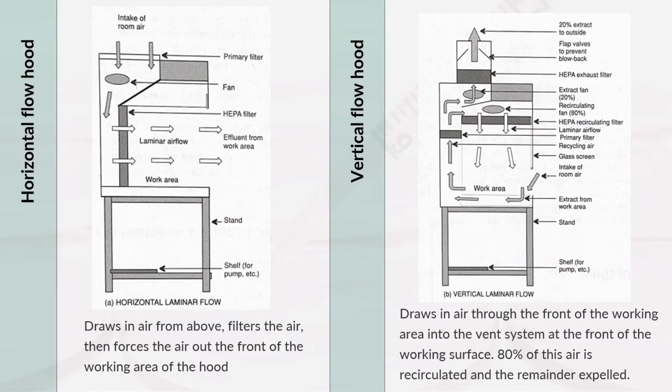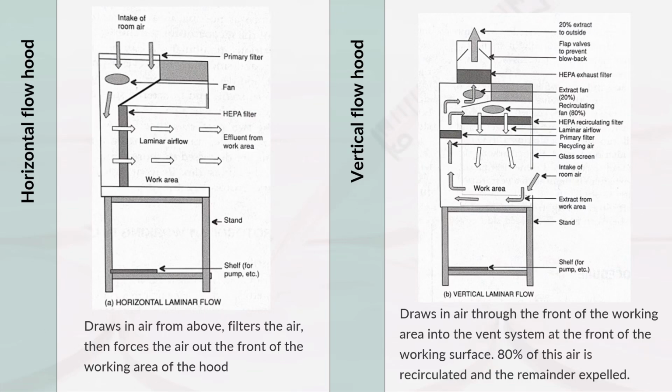As I mentioned previously, the major advantage of working in a laminar flow or cell culture hood is that the working environment that you are working in is protected from dust and also contamination by a constant stable flow of filtered air which passes over the work surface. There are two types of flow hood, the horizontal and the vertical. In the horizontal flow hood, the air is drawn from above, filtered via the HEPA filter, and then forced out to the front of the working area of the hood. This air is not recirculated.